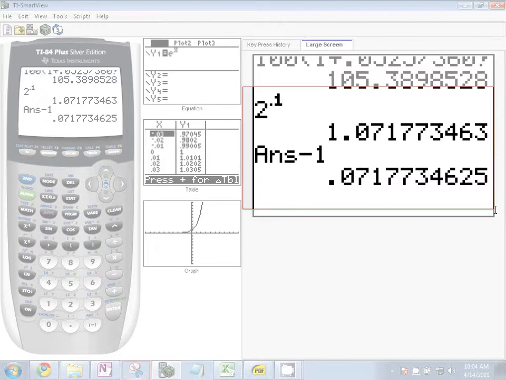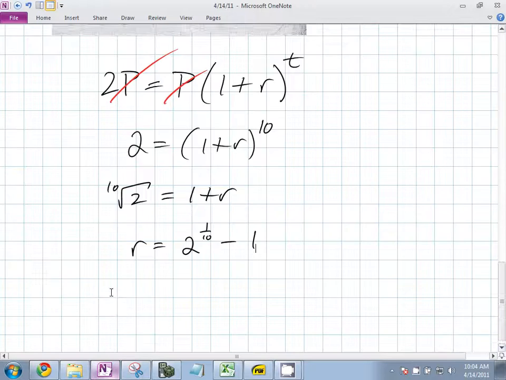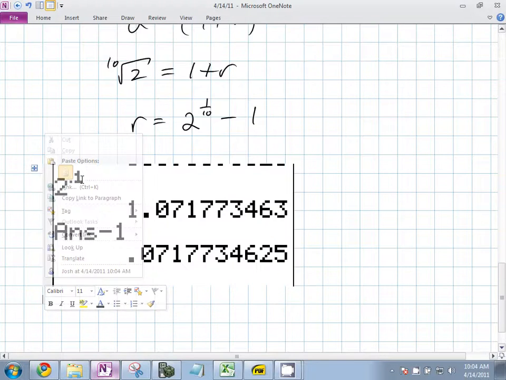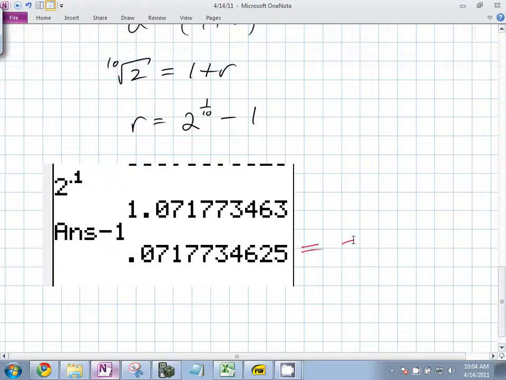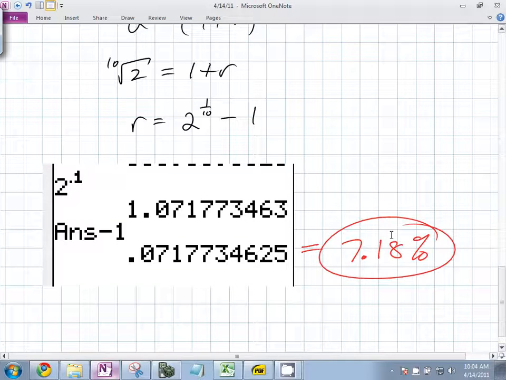That's 2 to the 0.1, by the way. So what's the annual interest rate you need? 7.18%. So if you received a 7.18% interest rate annually, it would double after 10 years. Cool?